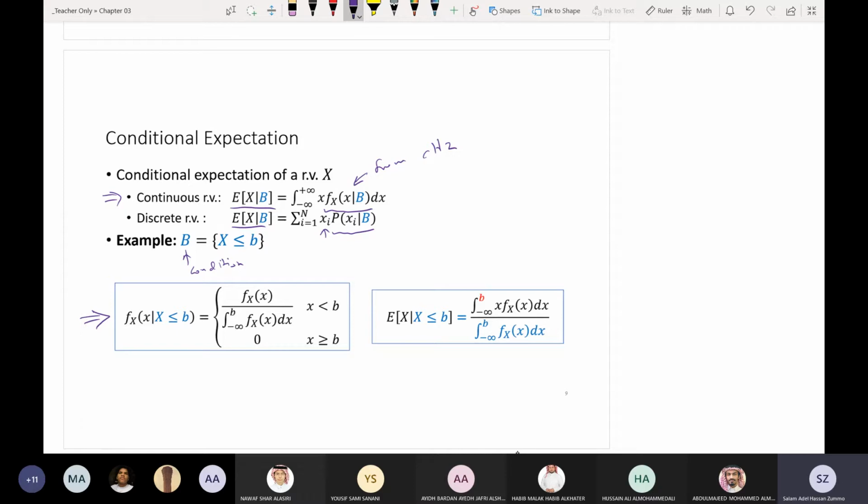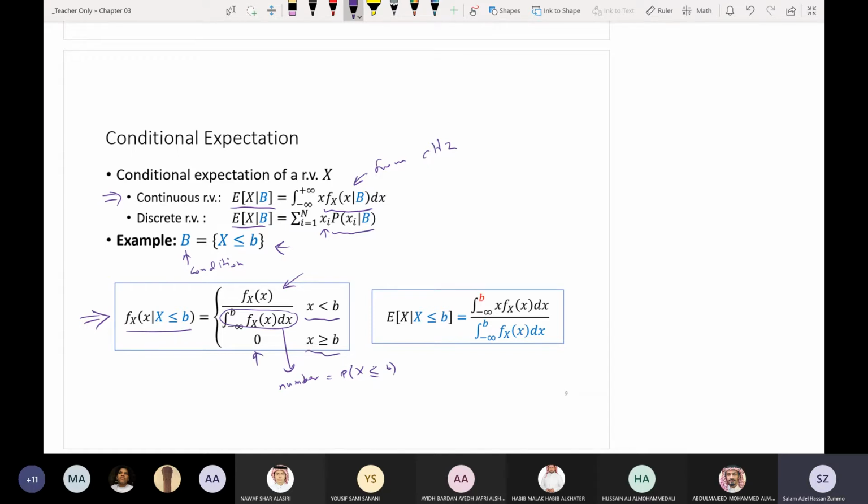So, for example, if B is an event range, which is basically the set of X less than or equal to a specific number B, then the conditional PDF of X given X less than or equal to B, if you recall, is equal to the PDF divided by this number, which is the probability that X is less than or equal to B. This is for the range of X less than B. For X greater than B, this is equal to 0.